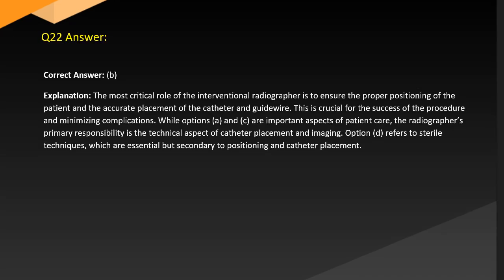Answer. Correct answer, B. Explanation. The most critical role of the interventional radiographer is to ensure the proper positioning of the patient and the accurate placement of the catheter and guide wire. This is crucial for the success of the procedure and minimizing complications. While options A and C are important aspects of patient care, the radiographer's primary responsibility is the technical aspect of catheter placement and imaging. Option D refers to sterile techniques, which are essential but secondary to positioning and catheter placement.